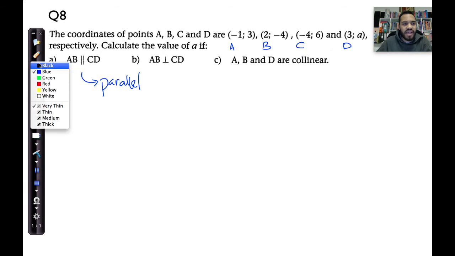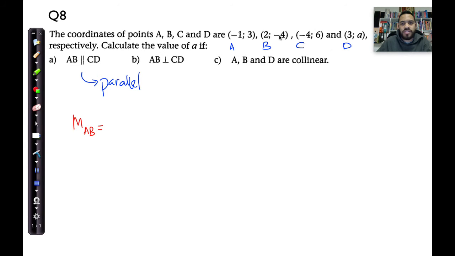So how does this help us? Well, let's look at this quickly. C and D. I can't determine the gradient of CD there, but I can determine the gradient of AB. So let me do that. Let me say m_AB is equal to the following. It's going to be the y's, which is -4 minus 3, divided by 2 minus -1. And let's see what I get over there. That's going to be -7 over 3.